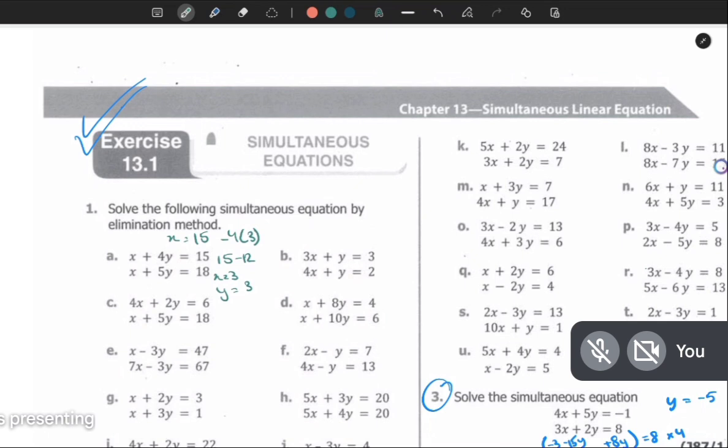Now what I want you to do is try and solve these. Can you tell me which variable you will use to eliminate first? Why? Y. Yeah. So try that and then we move forward.